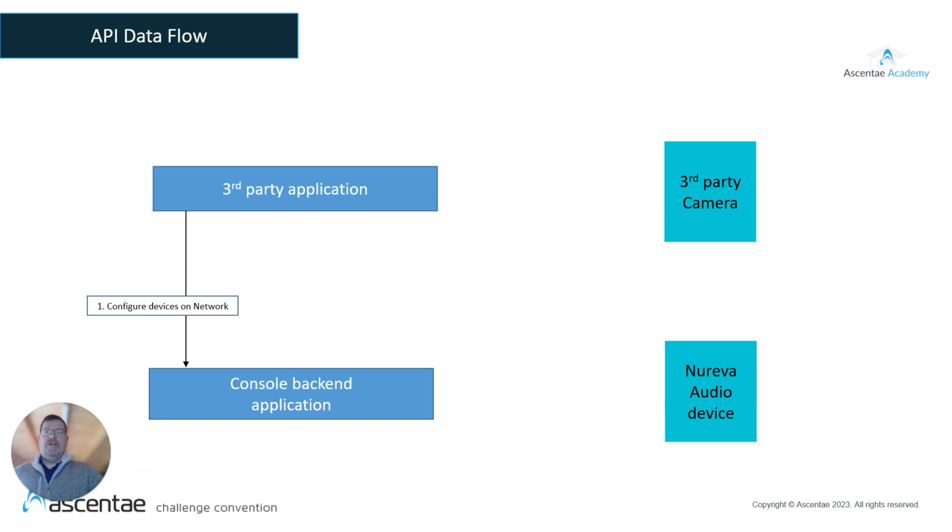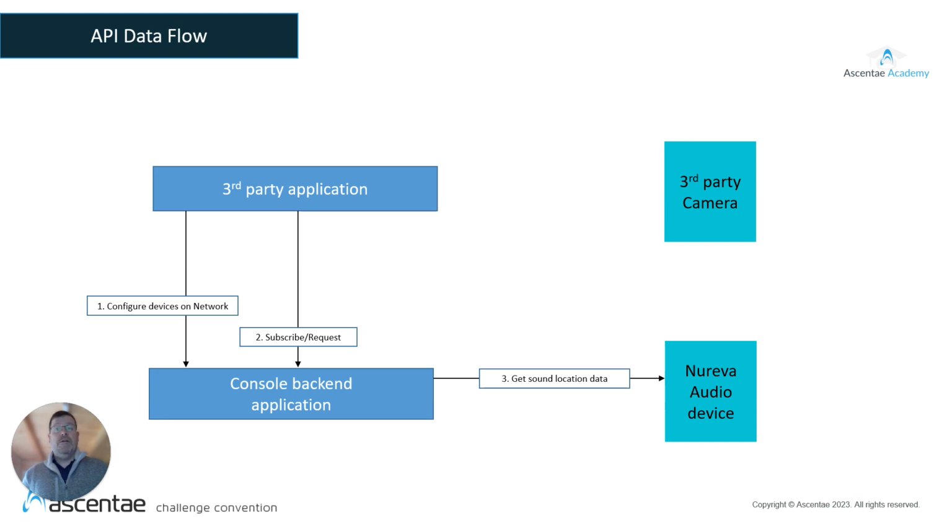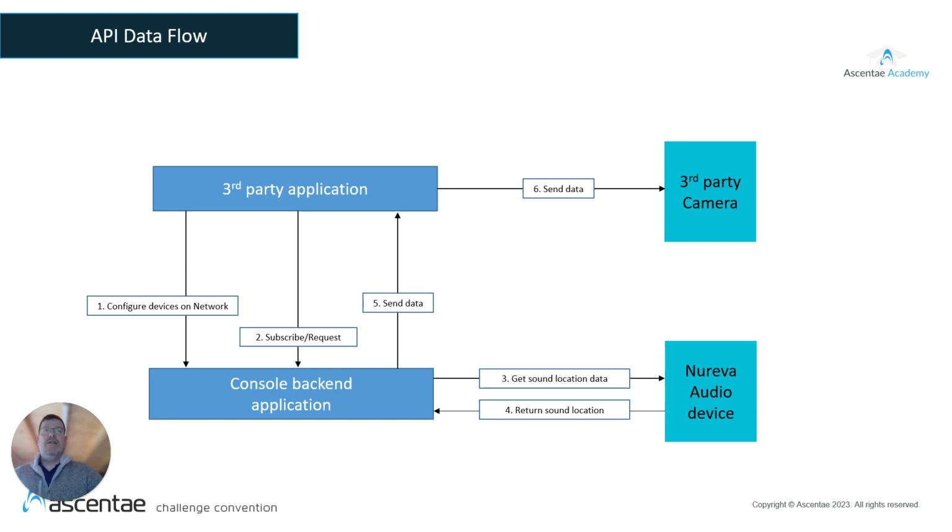And this is how the API actually flows. The third-party application is configured on the network. It is sending a subscription request to the Nureva console. The Nureva console is getting the sound location data from the HDL itself, which is then passed back via console to the camera director software, which in turn then sends it to the camera to reposition and steer accordingly.